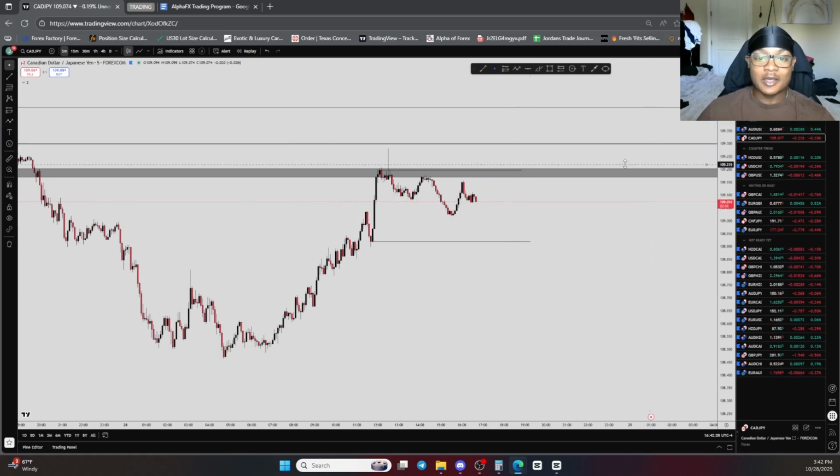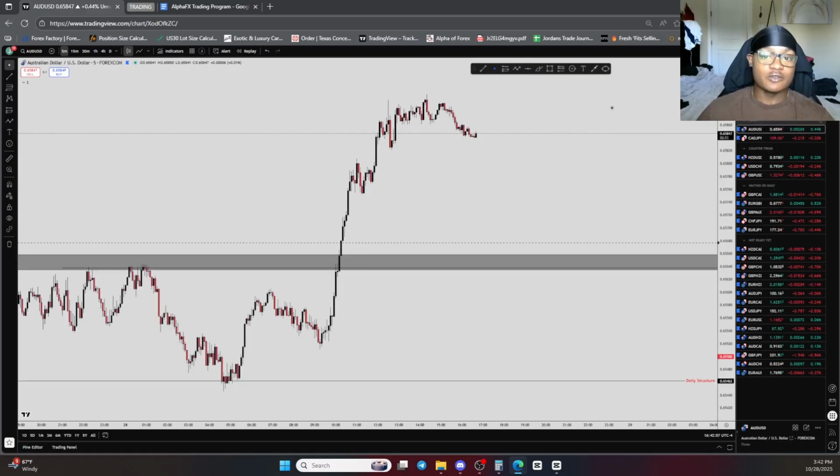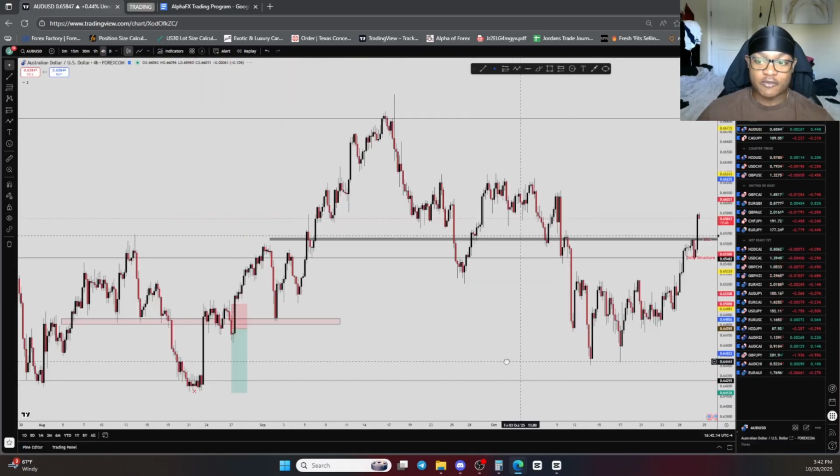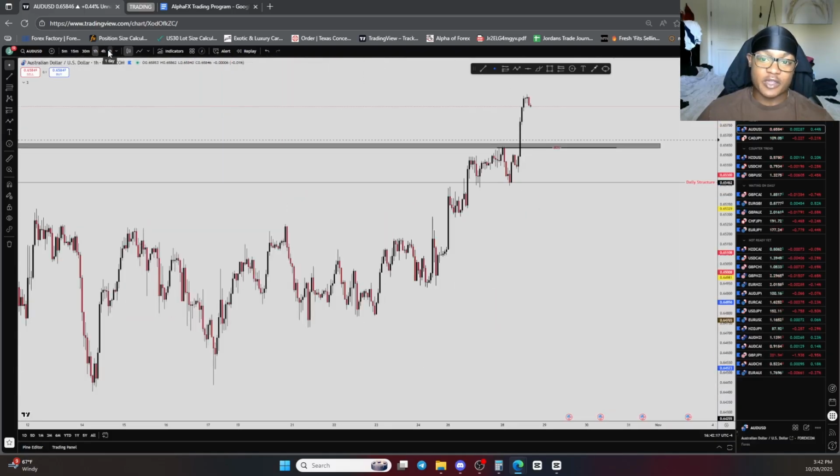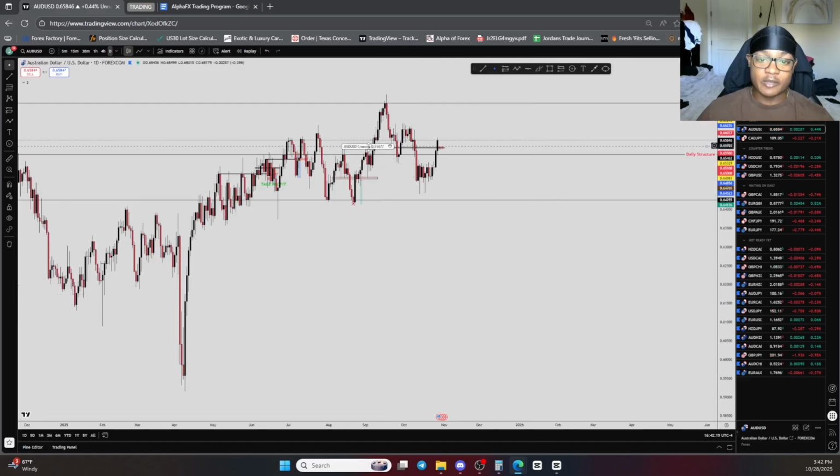So right now, my main focus will be on AUD USD. Why? Because the 5-minute time frame is so much cleaner. We have cleaner structure on the 4-hour time frame, cleaner structure on the 1-hour time frame, and overall the daily time frame is showing us we have beautiful bullish pressure getting back above this zone, which is good.